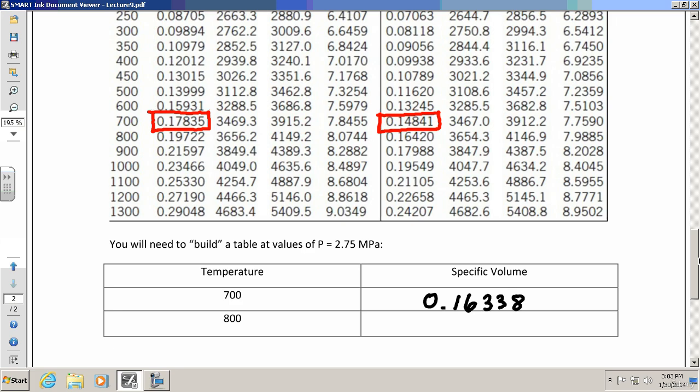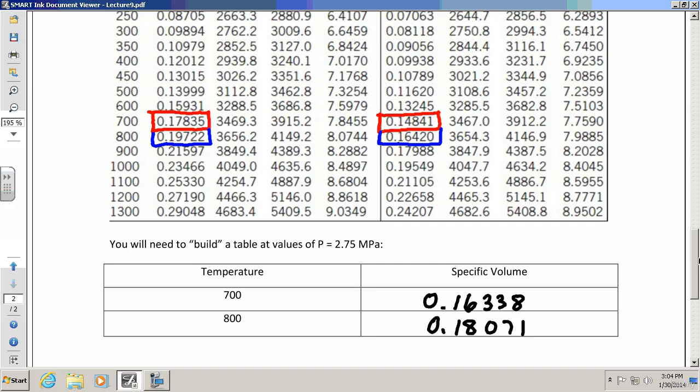Great, thank you. Now I need to also build the table for 800 degrees Celsius. Let me label this in blue. We're going to interpolate between those two values, 0.19722 and 0.16420. What's halfway between those two values? Great. 0.18071. Excellent. So what you've done, essentially, is you built another table, a table at a pressure of 2.75 megapascals. So now you know the specific volume at 700 and at 800 corresponding to the pressure you want.